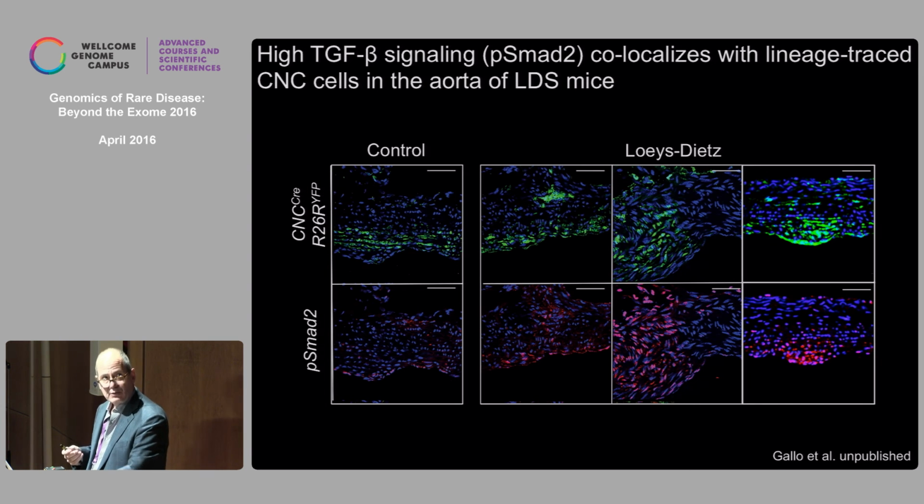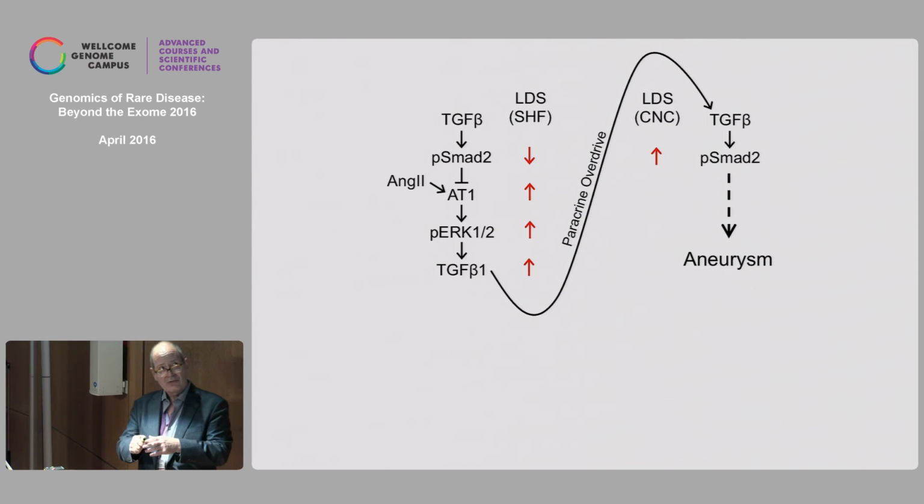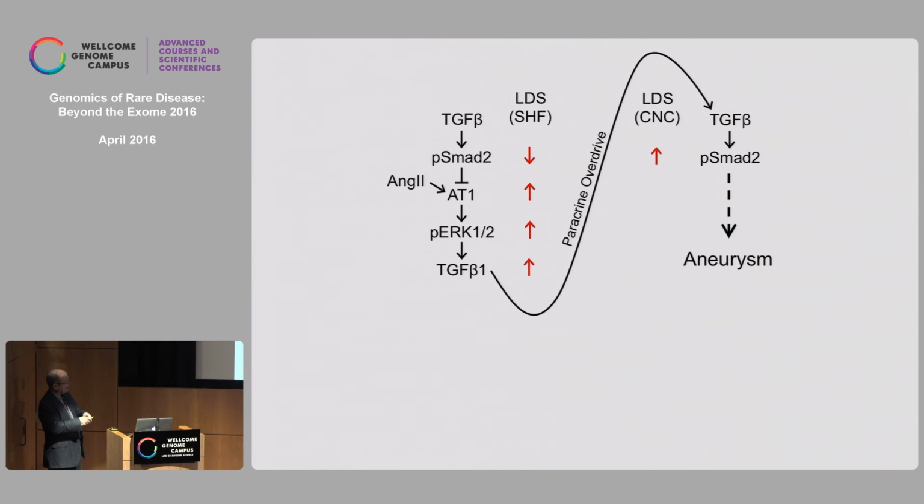So the final conclusion is that in second heart field cells, there's collapse of TGF-beta signaling, high AT1 expression, high ERK activation, high production of TGF-beta, that then via paracrine overdrive, drive signaling in cardiac neural crest-derived vascular smooth muscle cells with the hypothesis that this is driving aneurysm formation. So we still have to test that hypothesis.